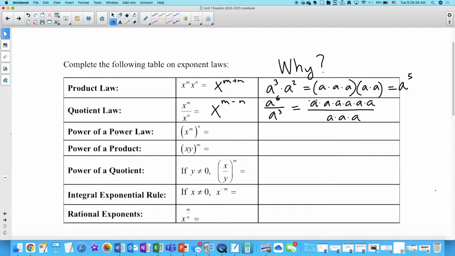And then a over a again equals 1. And finally, a over a equals 1. And so we're left with 3 of them. Okay, so this is why these things work.